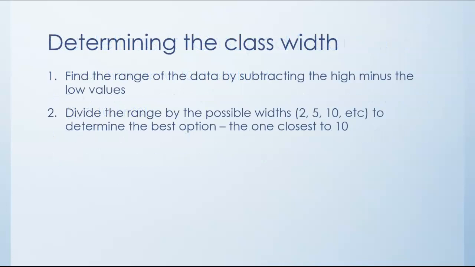Okay, so now we're going to find the range of the data by subtracting the high minus the low value. So we're going to find the highest value and the lowest value, and we're going to subtract them. And then we're going to divide by those width possibilities, that 2, 5, and 10, etc., to determine which one will give us closest to the number 10 for our number of classes.